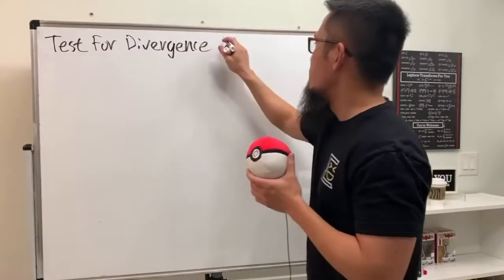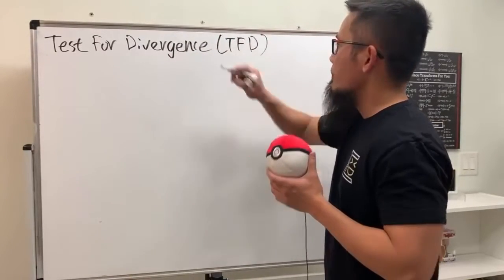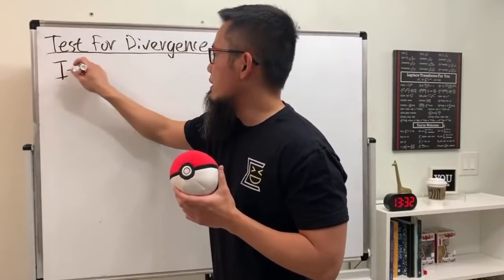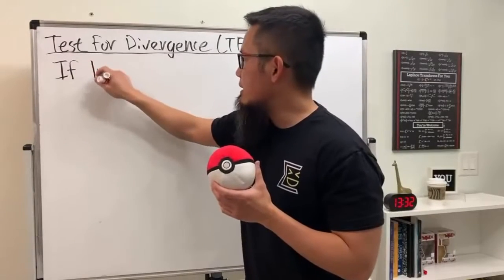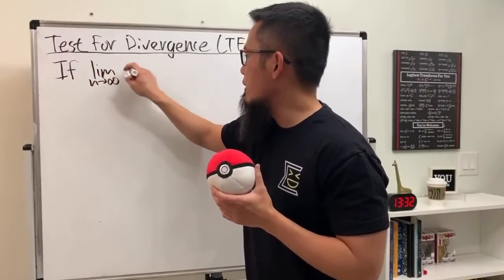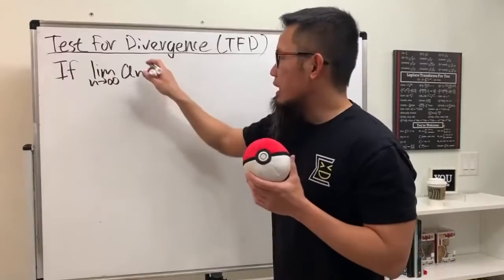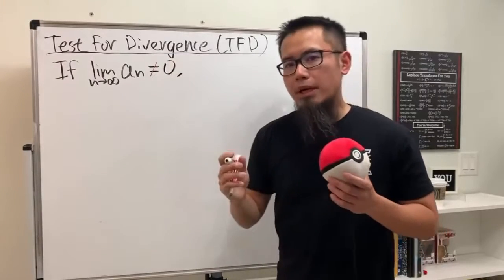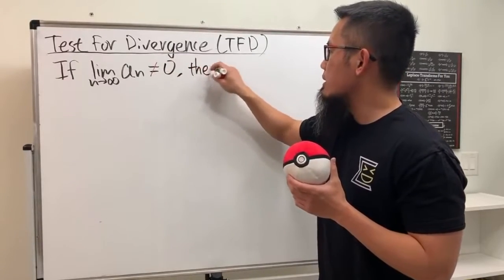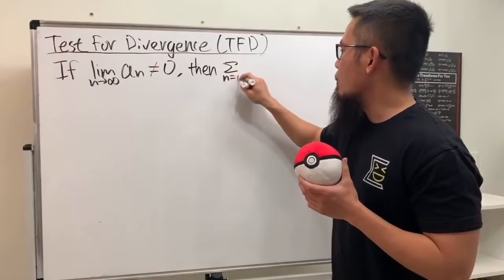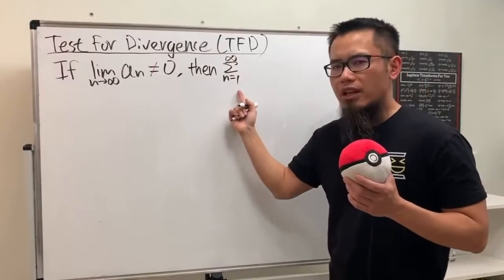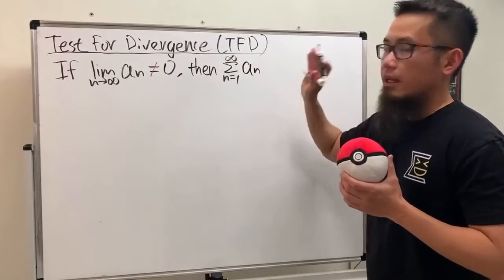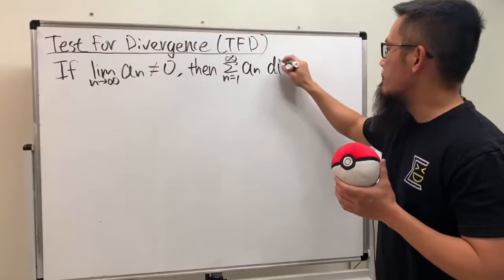This right here, abbreviated as TFD, says the following, all right? This right here is really useful. It says, if today you take the limit as n goes to infinity of the sequence an, and this is not equal to 0, then you can be super happy because you get to conclude that the series as n goes from 1 to infinity, and in fact, the starting n value usually doesn't really matter, as long as you go to infinity, of an, this series will diverge, right?